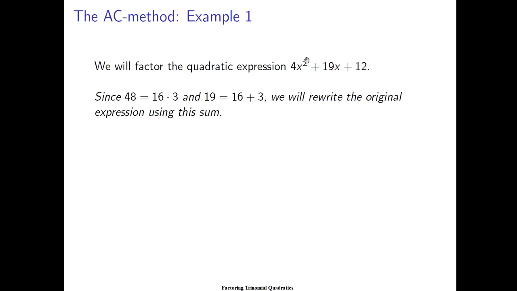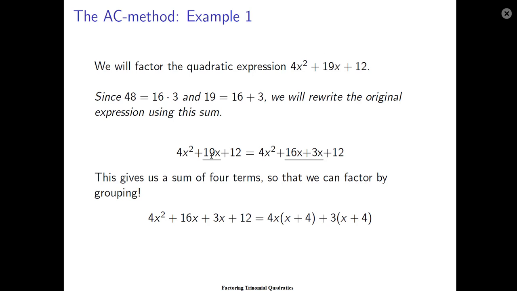So here I have 4x squared plus 19x plus 12. Since 48 was equal to the product of 16 times 3, and the sum of those two numbers gives us b, the middle term, we're going to rewrite the middle term in terms of that sum. I'm going to split 19x up into the sum of 16x plus 3x. So we have exactly what we started with, but we ripped apart the 19 into the sum of two numbers. These are completely equivalent statements, but this is a trick that will help us.